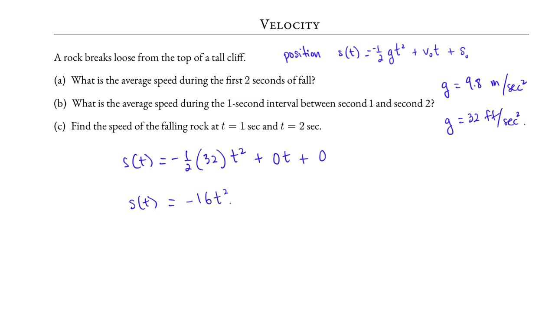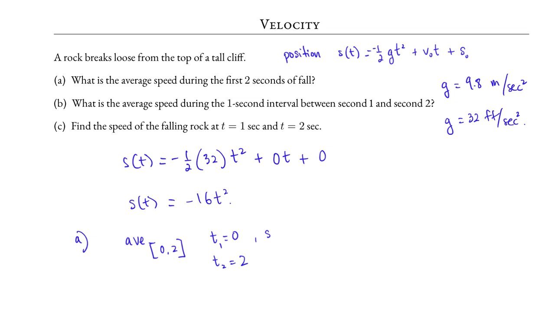Just a simple expression. Part A. What is the average speed during the first 2 seconds of fall? We are looking for the average rate of change on the interval 0, 2, the first 2 seconds. We know that to find the average rate of change, we only need to know the beginning when time is 0 and the ending on this interval when time is 2.